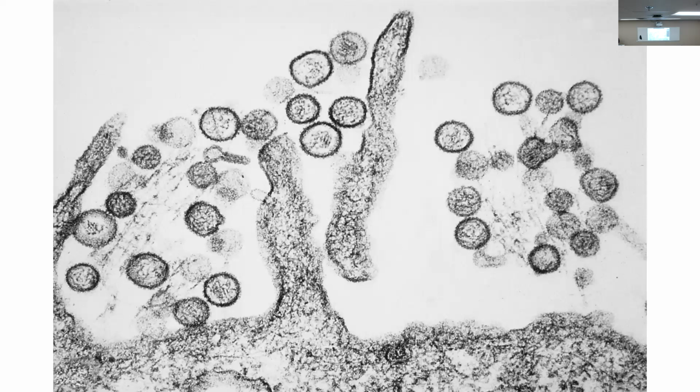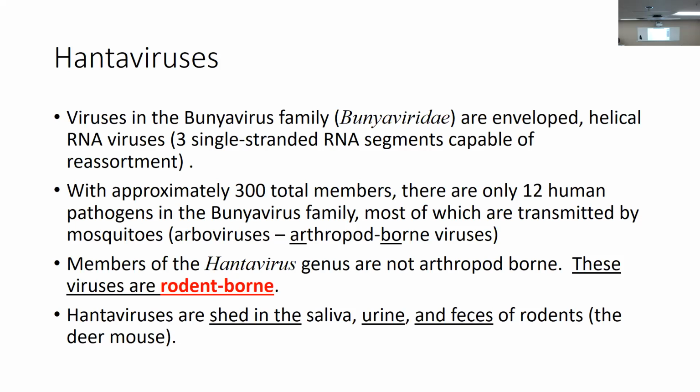The first one, you maybe heard of Hantaviruses. I don't think you have, but you may have. Let's look at them. They're from the virus family Bunyavirinae. They're enveloped, their helical RNA, kind of sounds familiar, right? They have 3 single-stranded RNA segments. I think that's the first one we've had with 3. Approximately 300 total members. There's only 12 that are human pathogens, and most are transmitted by mosquitoes.